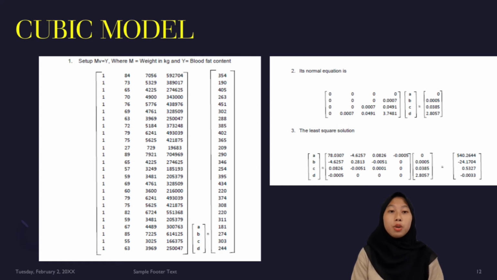Next, we also test our data in the cubic model, that is degree 3. As usual, we set up MV equal to Y, and as we can see, the data is put into the matrix. The first column is all 1, in the second column we put the value of x, in the third column we put x power of 2, and in the last column we put x power of 3 as a cubic model, degree 3. From it we get the normal equation as stated in the slide. After that we get the least square solution, A equal to 540.2644, with B, C, and D values.